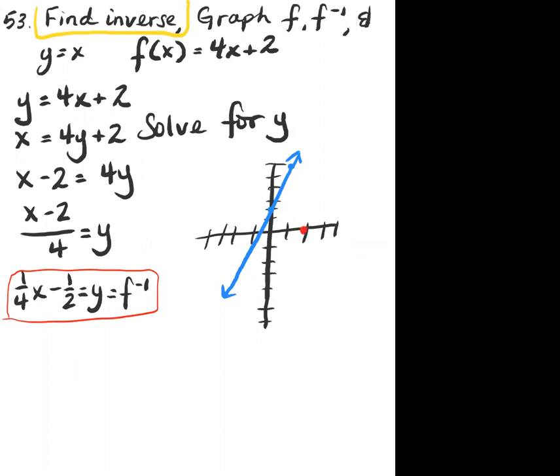Obviously, this isn't super accurate, but that's okay. And then now I have (1, 6). Well, I'm going to do (6, 1). Okay, and then I'm going to graph this line with my arrows. This is f negative 1.